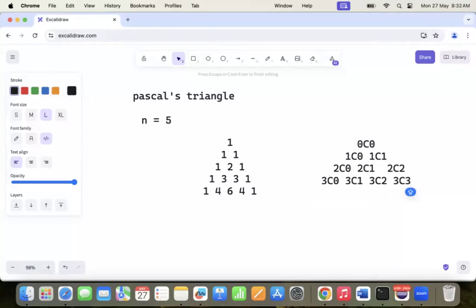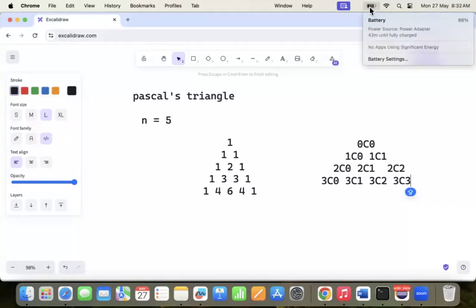This is an important program, folks. For everyone, I'm telling you, Pascal triangle program is important. You will get a question in an interview. Could you write the code for Pascal triangle like that?